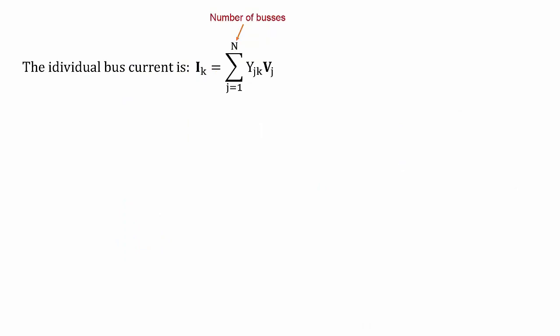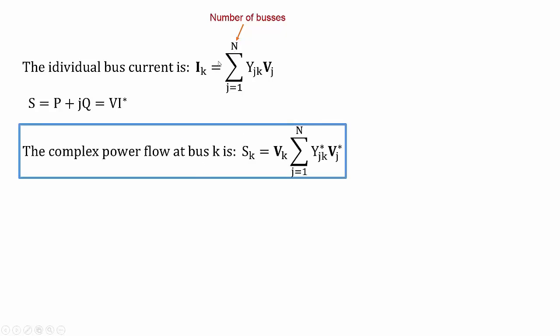However, we also know that the complex power is V multiplied by I conjugate. So if I'm looking at bus K, this is the current out of the bus. If I multiply the conjugate of the current by VK, I get SK here. This is the complex power flow at that chosen bus K. At this stage, we have to make an observation. This is the basic power flow equation that we need to solve.